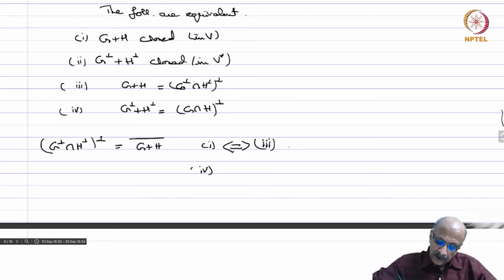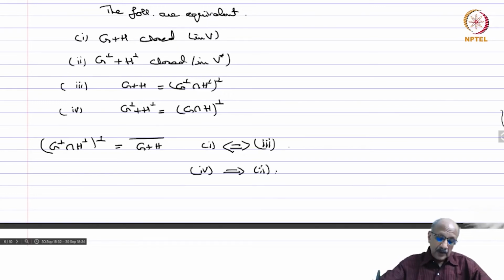Also 4 implies 2. Why? Because if G perp plus H perp is equal to a perp, a perp is always closed and therefore G perp plus H perp must be closed. So 4 implies 2 is also obvious. So to complete the proof, we need to show that 1 implies 4 and 2 implies 1.